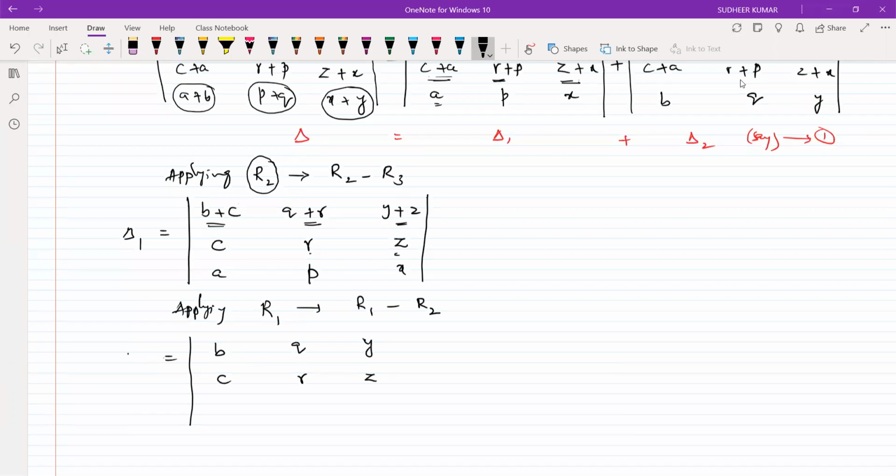And next. What's the next one now? A, P, X. So anyhow, we come to the conclusion, right? We got single terms in each row. Isn't it? Yes, sir. Now we'll do that same for the next determinant also.